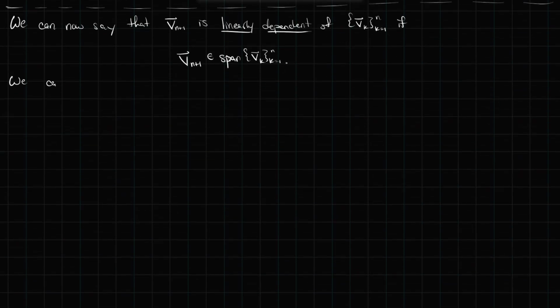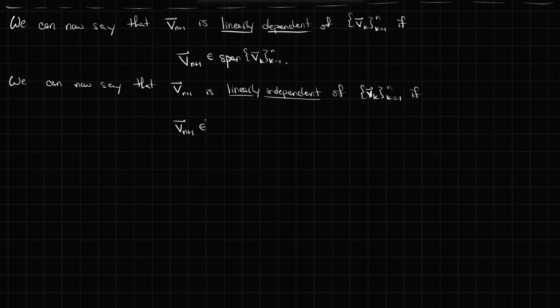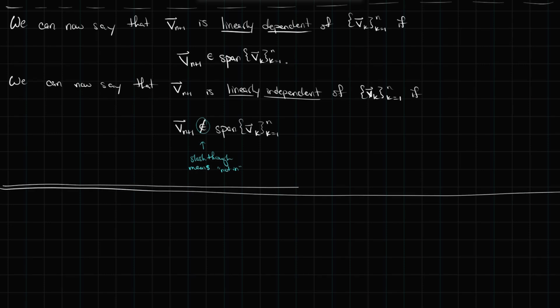We can now say that v n plus 1, a new vector, is linearly independent of a set of vectors if v n plus 1 is not in. So when I put the slash through, that means not in. So now I'll say it's not in the span of vk, k equals 1 to n. So that gives us a nice modification on linear dependence and independence. Let's actually get into some examples.